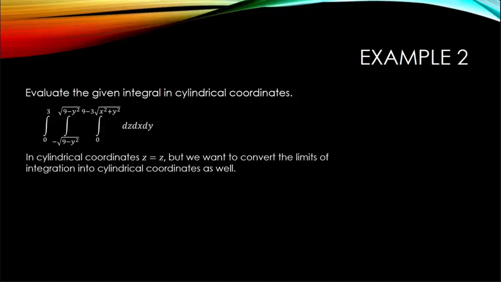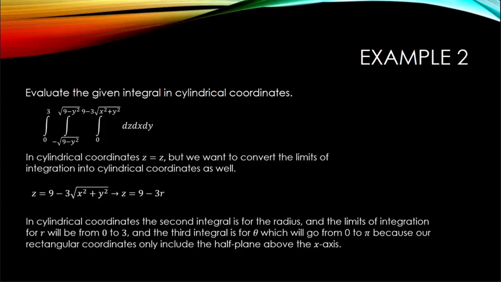In cylindrical coordinates, z equals z, but we need to convert the limits of integration to cylindrical coordinates as well. So that z is equal to 9 minus 3 times the square root of x squared plus y squared gives me z is equal to 9 minus 3r. In cylindrical coordinates, the second integral is for the radius, and the limits of integration for r will go from 0 to 3. And the third integral is for theta, which will go from 0 to pi, because the rectangular coordinates only include the half plane that lies above the x-axis.